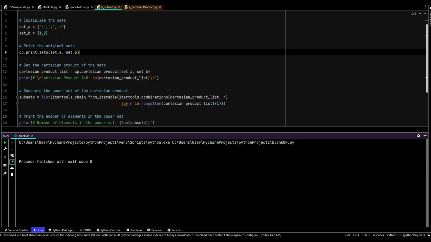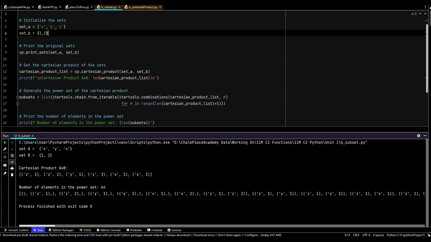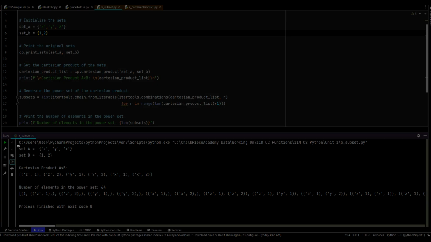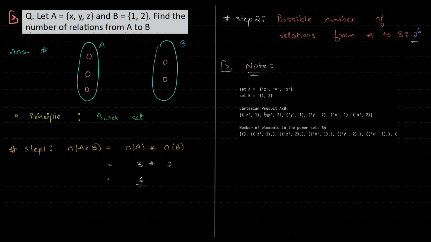I already have typed in your set A and set B elements, that is x, y, and z, and here we have 1 and 2. When I run it, I have the following output. The set A is made up of x, y, and z. Set B is made up of 1 and 2. The Cartesian product between A and B is z1, z2, y1, y2, x1, x2. The number of elements in the power set is 64. That is 2 to the power of 6.